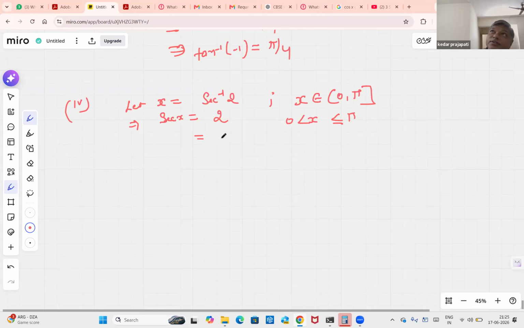Sine 30 is half, so cos 60 is 1 by 2. So this will be secant 60, pi by 3. This is secant x, which implies x equal to 5 by 3. We got the answer. We have to just substitute the value here. Clear?